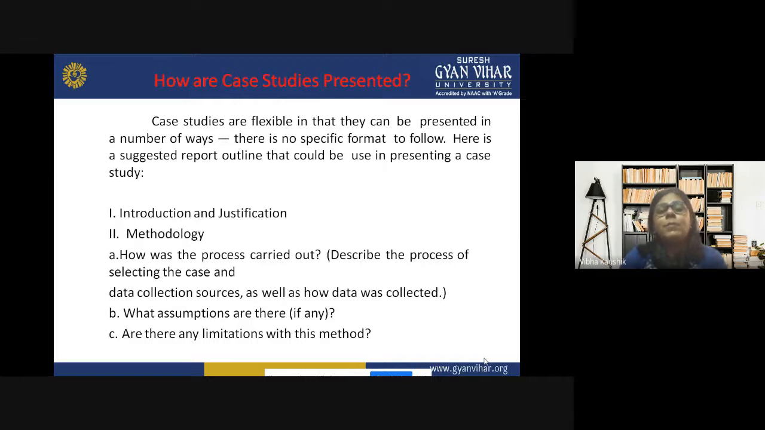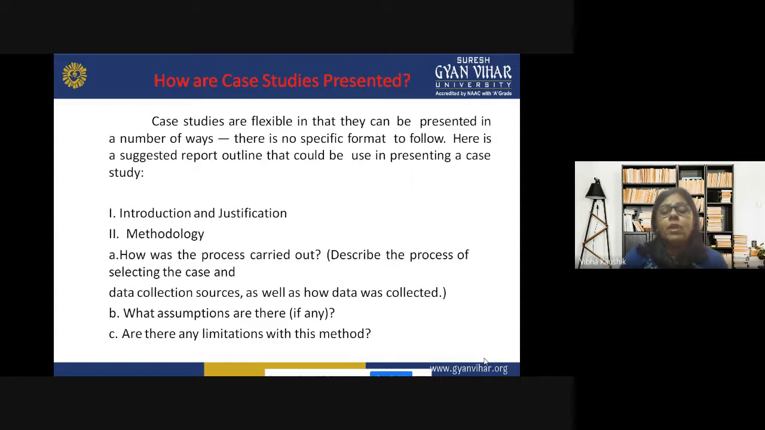How are case studies presented? Case studies are flexible in that they can be presented in a number of ways. There is no specific format to follow. Here is a suggested report outline that can be used in presenting a case study. Introduction and justification: here you introduce your problem and the justification for selecting that problem. Methodology: which method will be used by you.